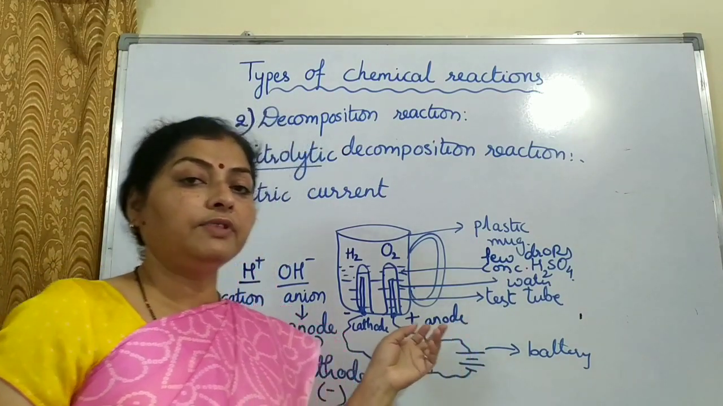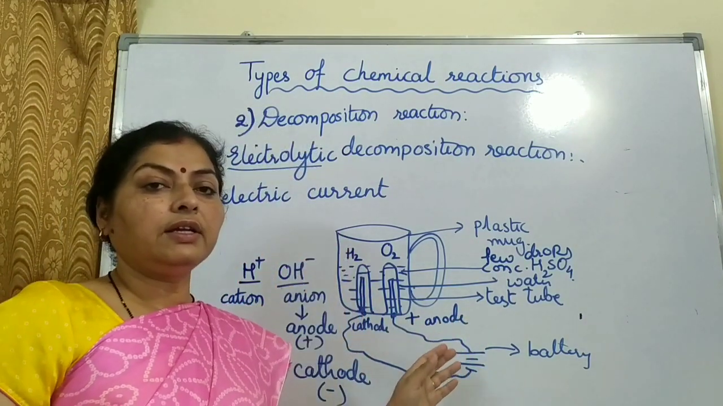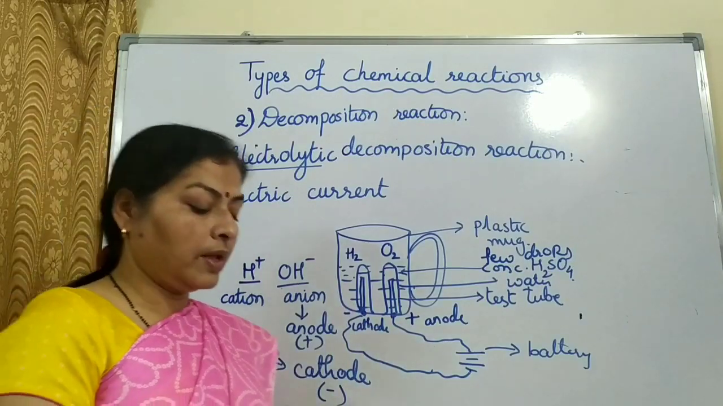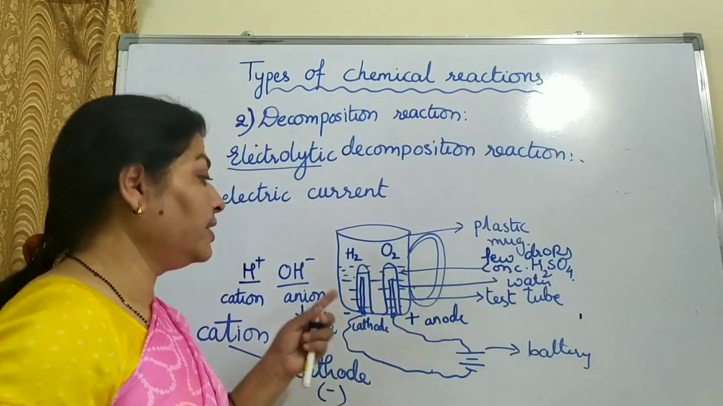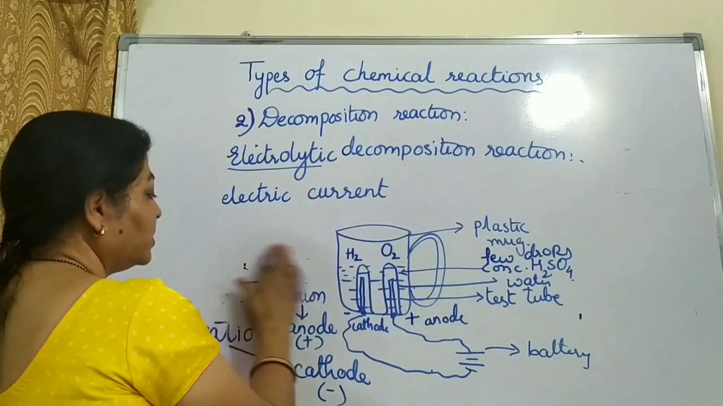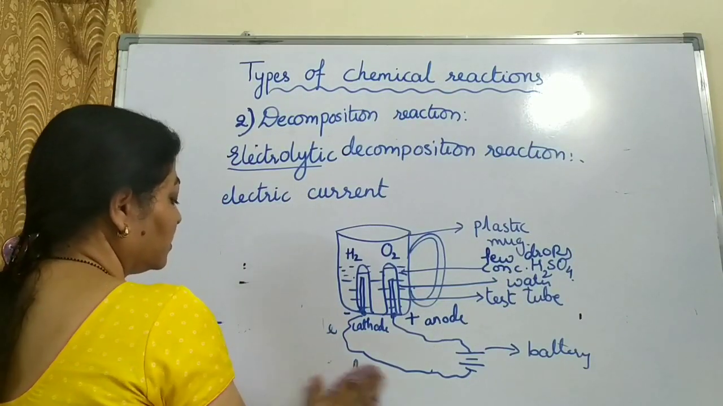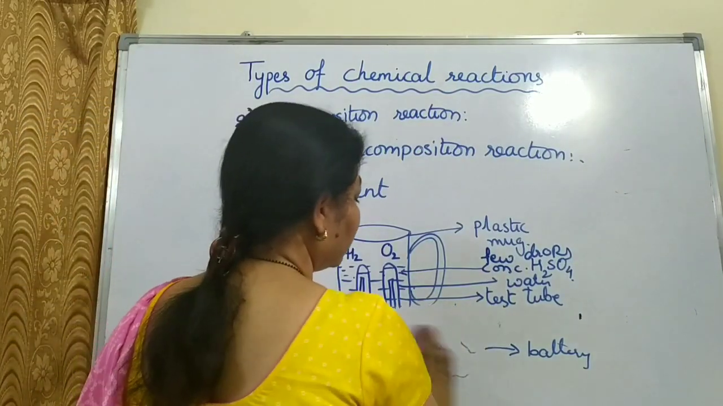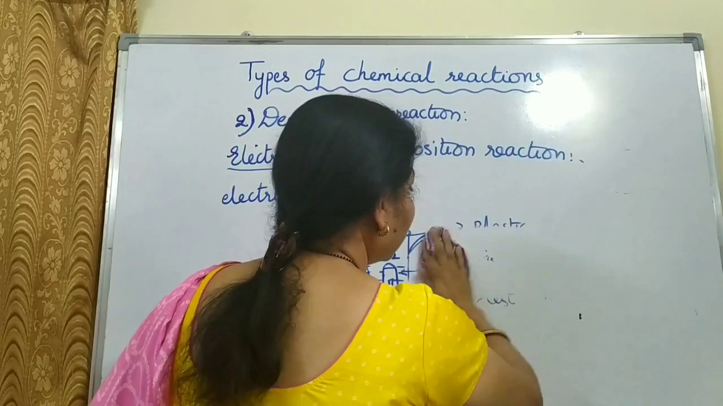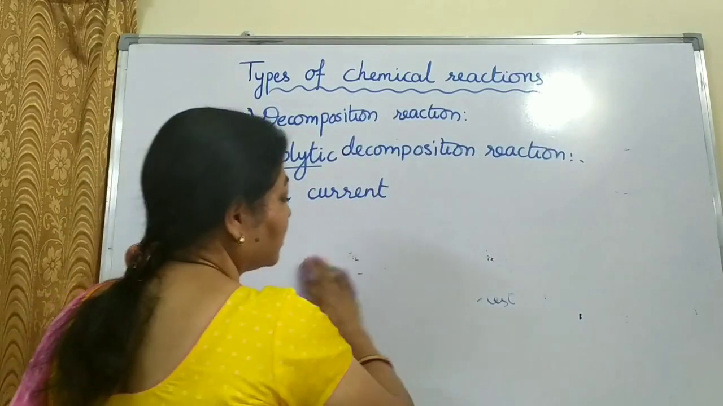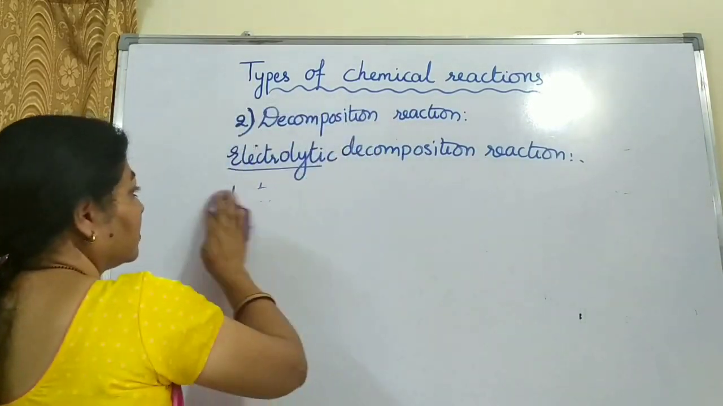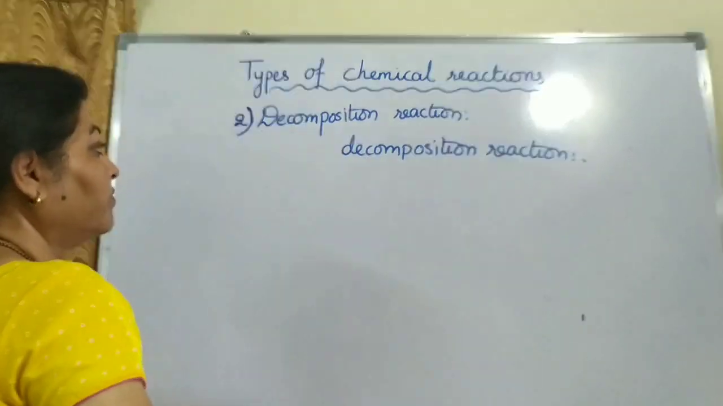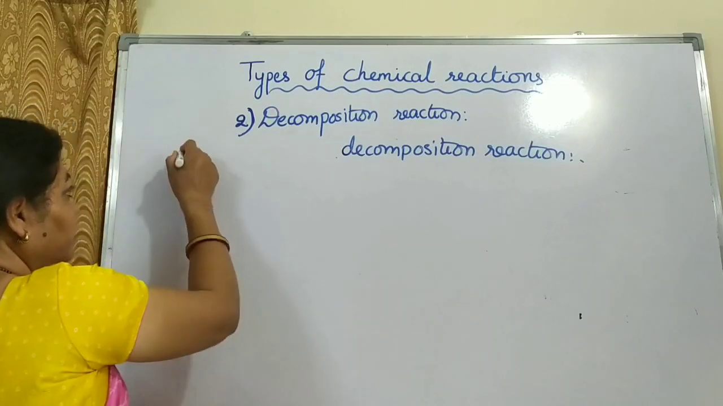Okay children, so you have seen this same activity in the form of a video. You have understood in a better way. Okay, let us go ahead with the next type of decomposition. The next type of decomposition is photolytic or photochemical.